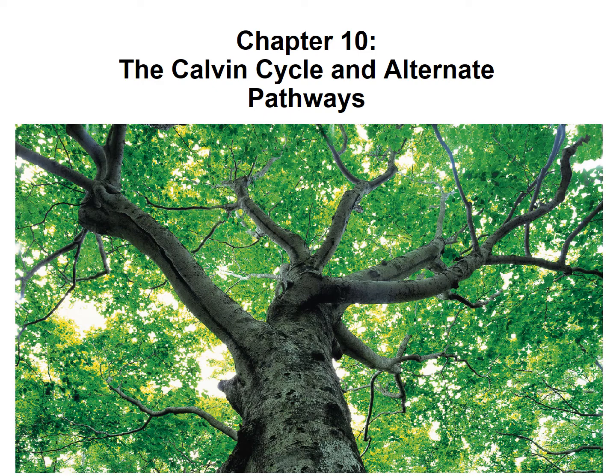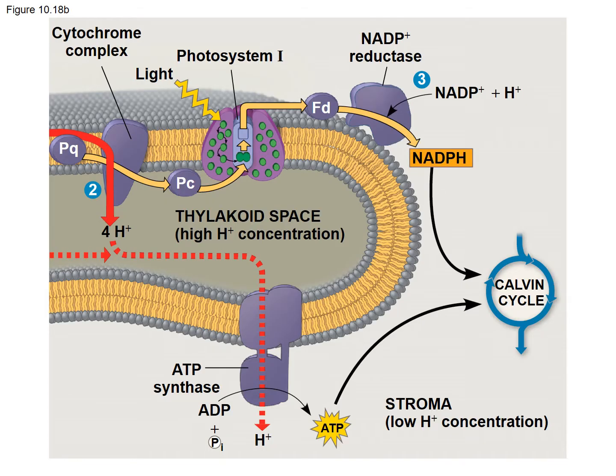Okay, this is the final segment of Chapter 10. We're going to discuss the Calvin cycle and some alternate pathways that some plants have evolved in order to handle. Now, just a little reminder.